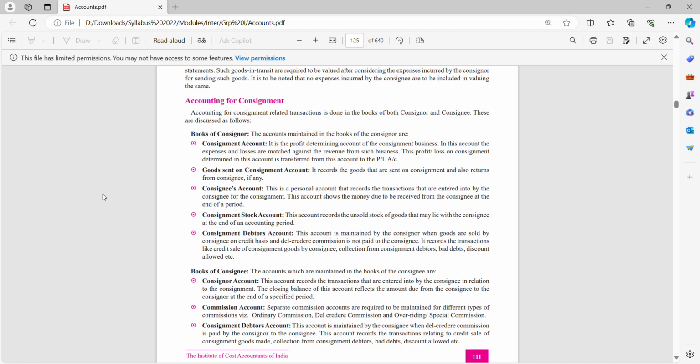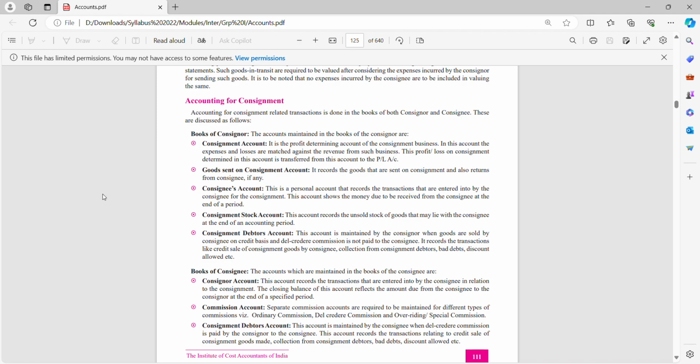So accounting for consignment, a related transaction, is done in the books of both consignor and consignee. These are discussed as follows. Books of consignor. The accounts maintained in the books of consignor are consignment account, goods sent on consignment account, consignee's account, consignment stock account, consignment debtors account. The accounts maintained in the books of consignor are consignment account.